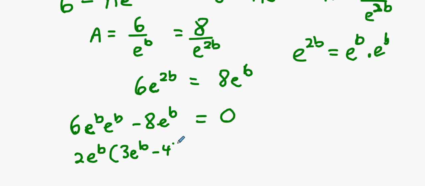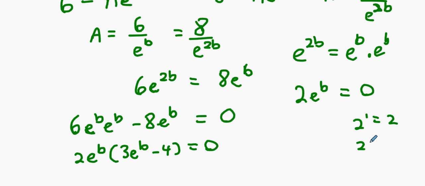Okay. Now, is 2e to the b capable of being 0? Is there any power that causes something to be 0? Think about it. 2 to the power 1, 2. 2 to the power 0, 2 to the power minus 1. That's impossible, isn't it? It is impossible.